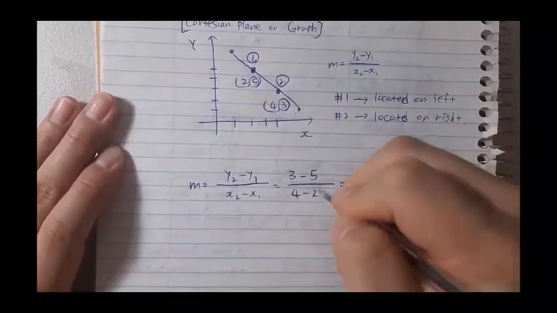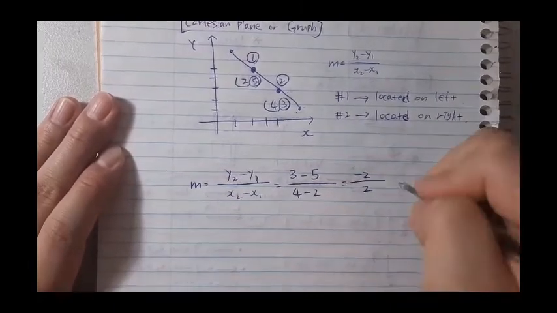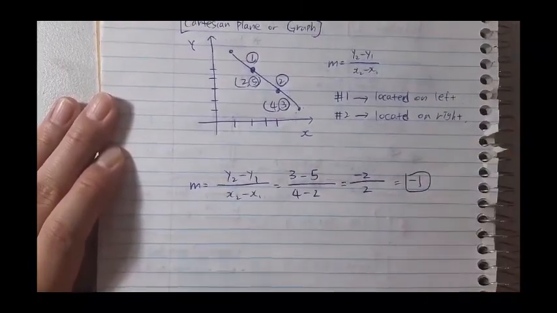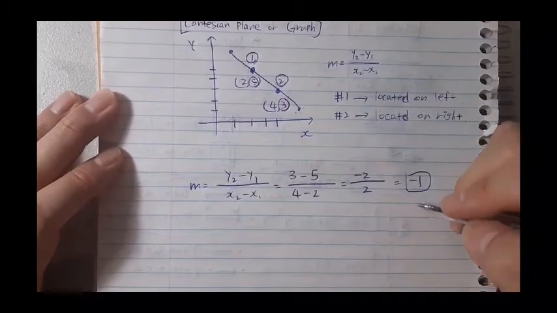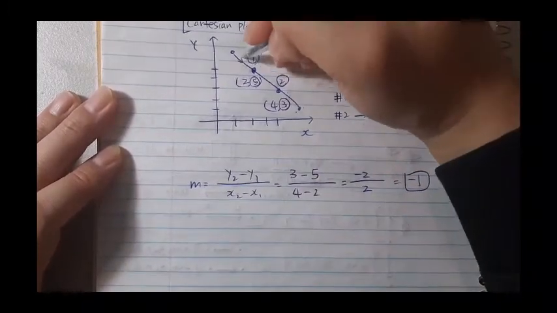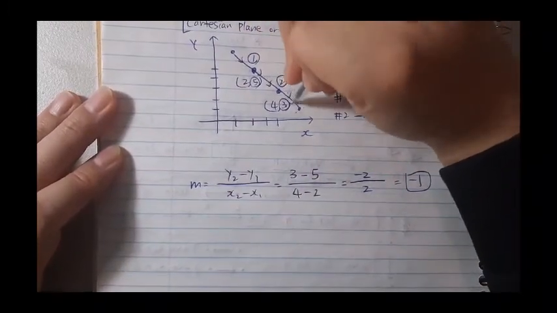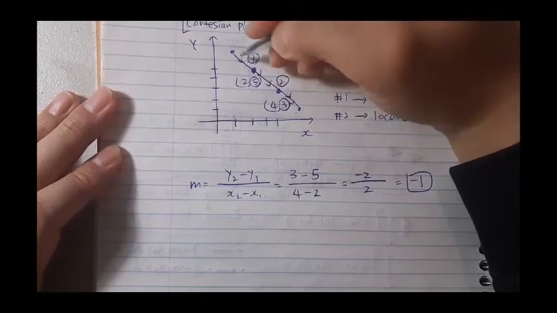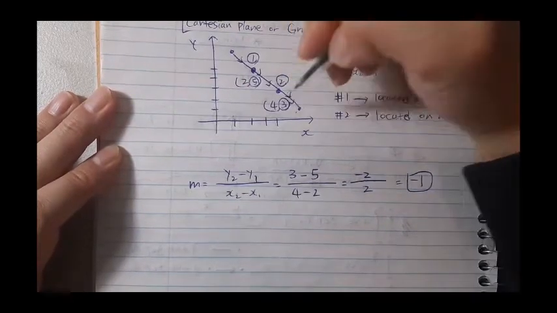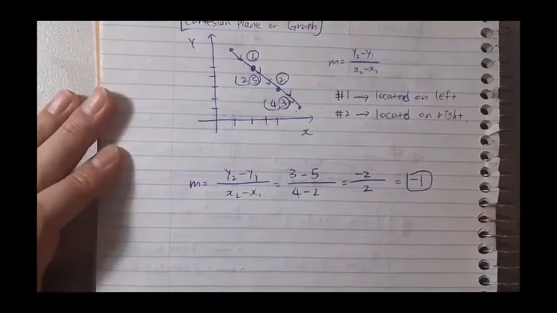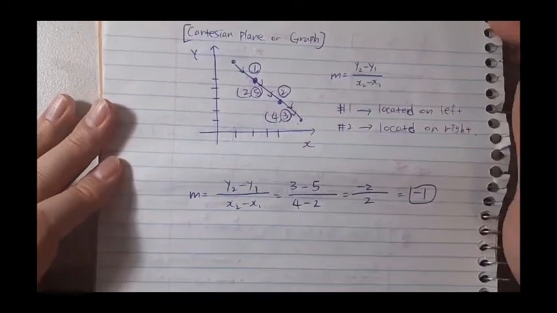Then calculate negative 2 over 2, and that is equivalent to negative 1. And that is my slope of this graph. And double check the negative. Negative is like a water slide going down through the slope, so it is on the right track. That is my review.